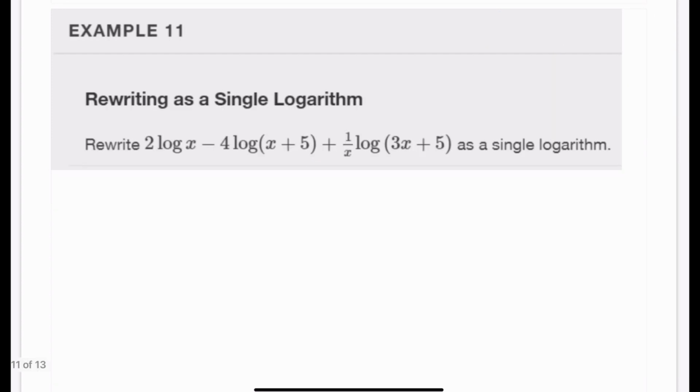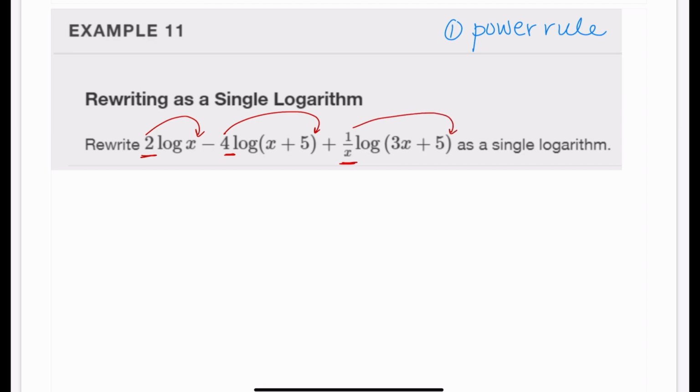Let's go ahead and move on to example 11. Go ahead and pause the video to see how well you can do this on your own and then press play. As a reminder, we are going to go first power rule. So I'm going to be on the lookout for any numbers in the front because they are the exponents. So here, the 4 is going to go with x plus 5. The 1 over x is going to be the power for the 3x plus 5.